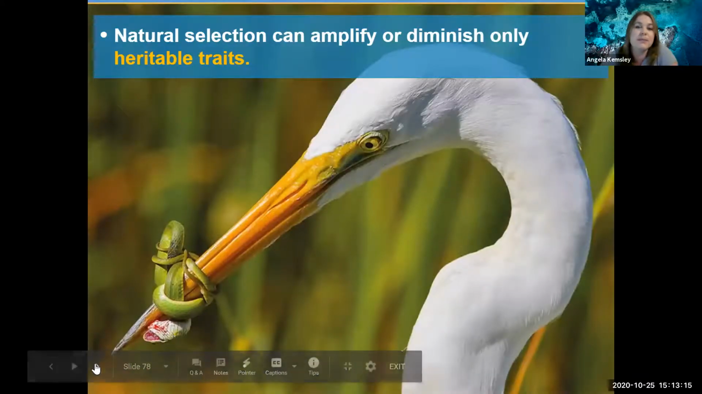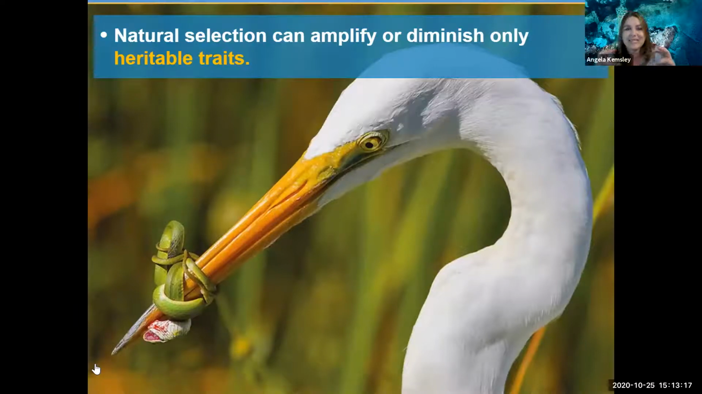Also, it's important to keep in mind that natural selection is an editing process. It's not a creative process. We're not really creating anything new. We're editing what already exists. And so we're either amplifying or diminishing heritable traits. Remember, the whole use it or lose it idea was not correct. In order for natural selection to be happening, we're talking about heritable traits. They have to be things that can actually be passed on to offspring.